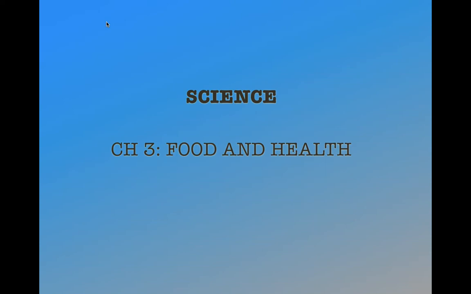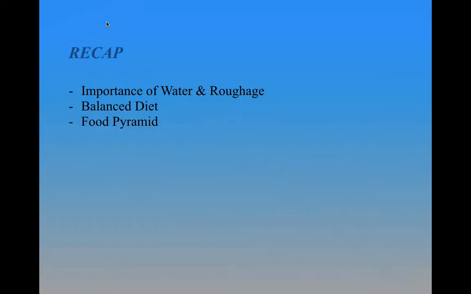Today, we will continue the chapter, Chapter 3, Food and Health. Before we move to the next topic, let's see what we learned in the last class. In the last class, we were discussing the importance of water and roughage. Then we discussed balanced diet. A diet that contains all the nutrients, water and roughage in the right proportion is called a balanced diet. Then we discussed the food pyramid also.